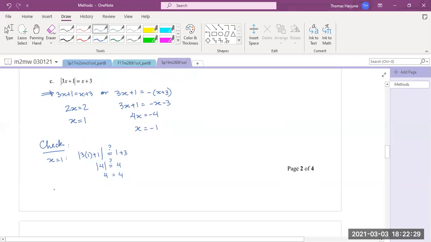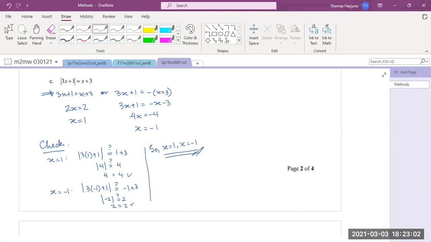Now how about when x equals negative 1? Absolute of 3 times negative 1 plus 1, is it equal to negative 1 plus 3? That's absolute of negative 2, is it equal to 2? That's true, right? So both of them are solutions. So x equals 1, x equals negative 1. Let's go on further.